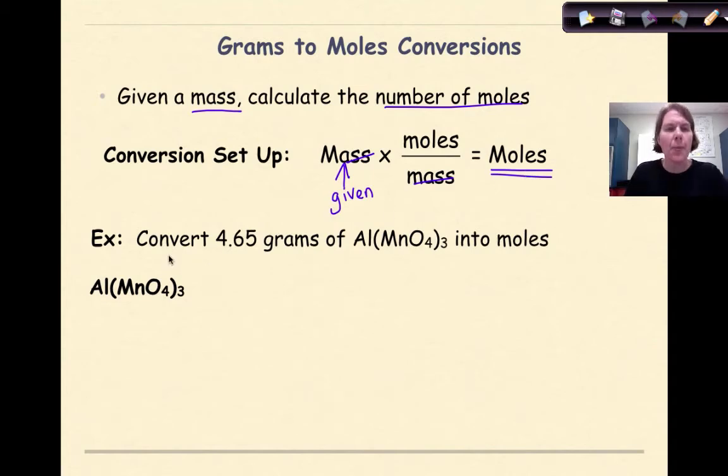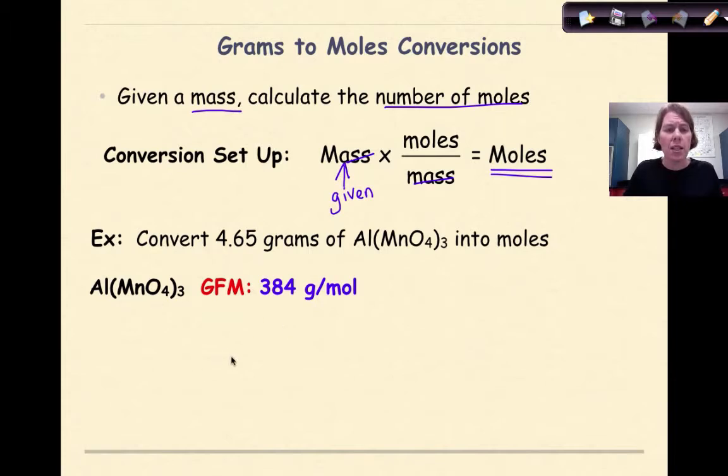Let's look at an example. Convert 4.65 grams of AlMnO43 into moles. So the gram formula mass of AlMnO43 is 384 grams. I'm doing this because I don't want to take the time to go through calculating the gram formula mass because we've really already covered that.